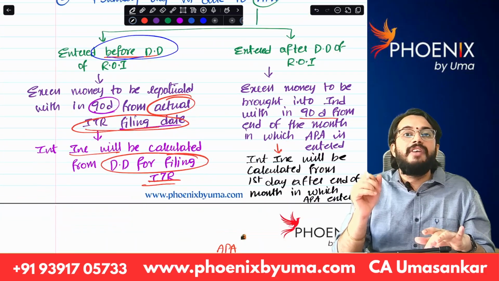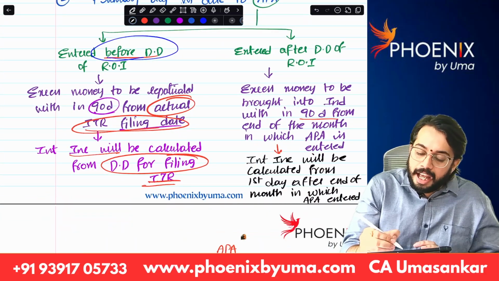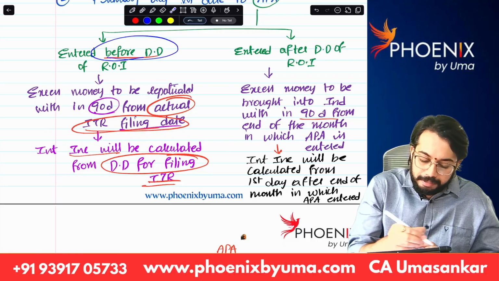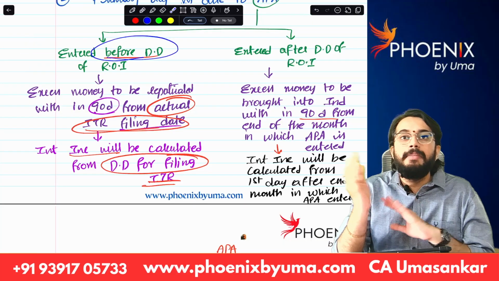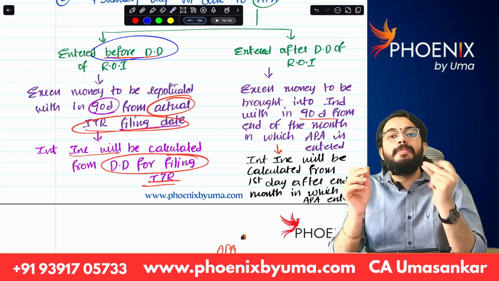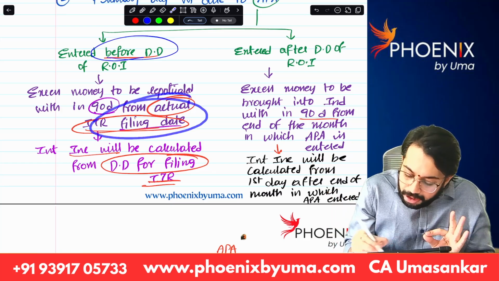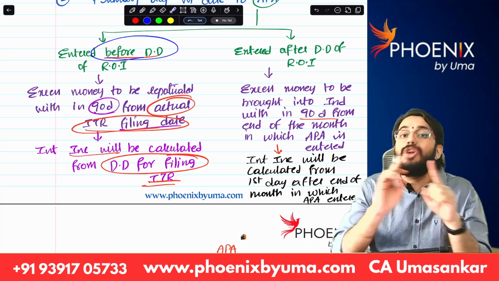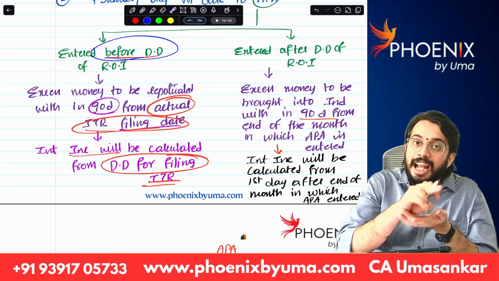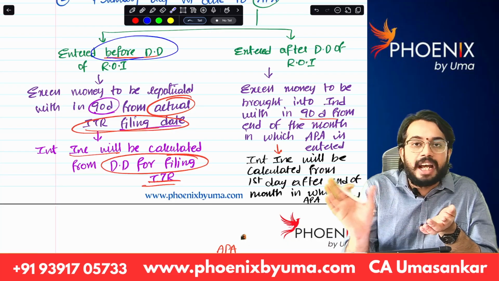Next, advance pricing agreement. Here you have to be super careful. APA entered before the ITR due date: you have to bring excess money to India within 90 days from the actual ITR filing date. If you do not bring it, interest income will be calculated not from the actual ITR filing date.